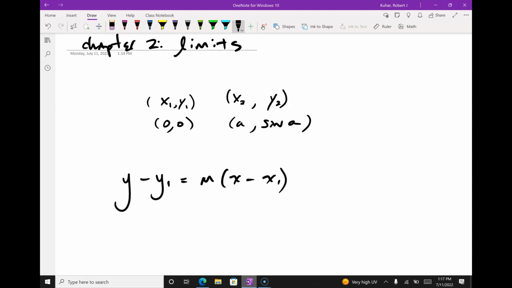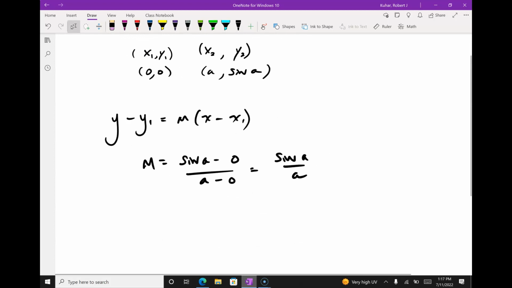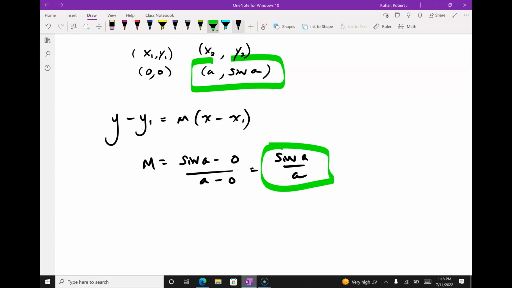So I need a point, and I got it. In fact, I have 2. And I need a slope. I don't have a slope yet. I have to find my slope, right? What is that? y2 minus y1 over x2 minus x1. So just sine of a over a is my slope. So I'm going to use this point and this slope to get my equation of my line. y minus sine of a equals sine of a over a, all times x minus a.